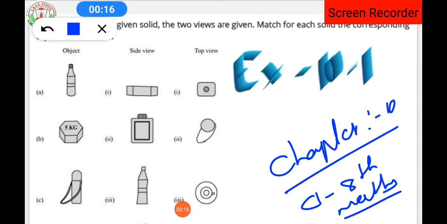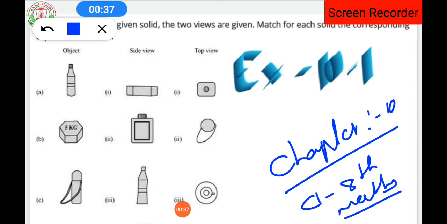So dear student, in this chapter number 10, we are going to start directly with exercise 10.1, because in this chapter, Visualizing Solid Shapes, no definition will be there. So directly from the class 8th Maths NCERT book, chapter number 10, exercise 10.1, we are starting.